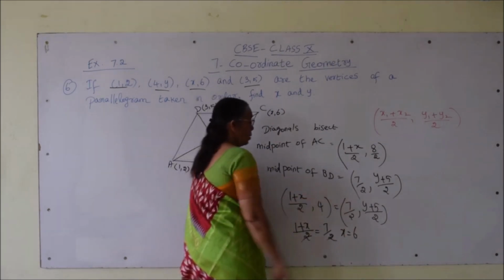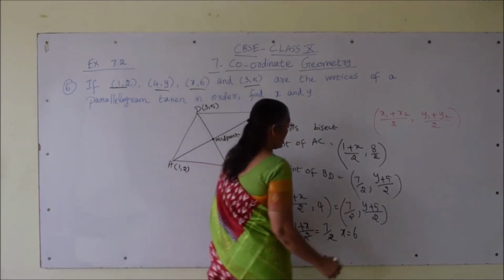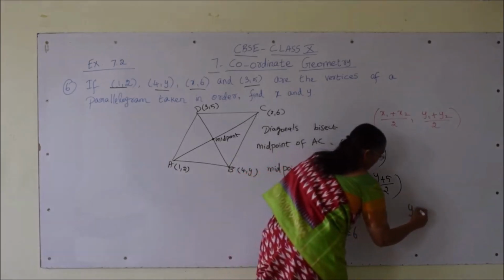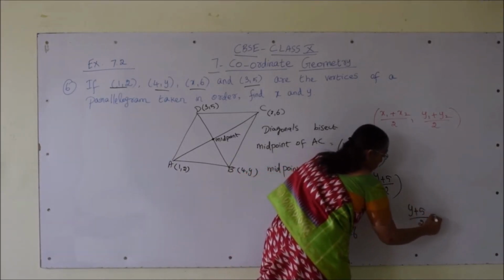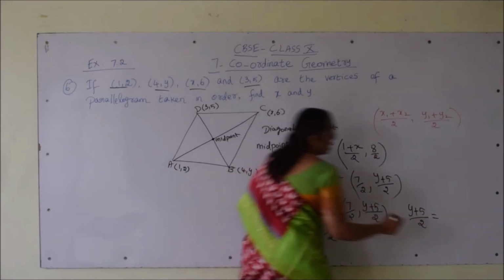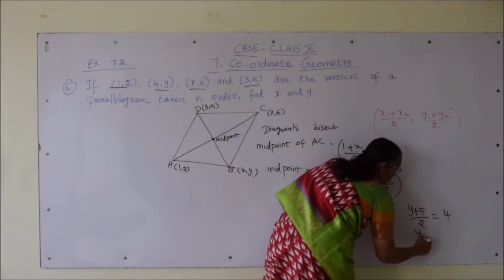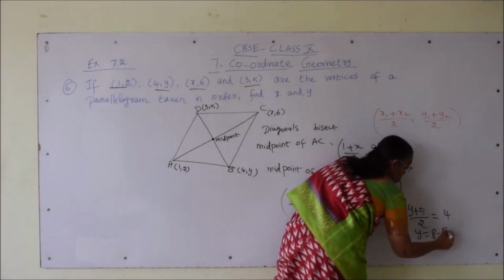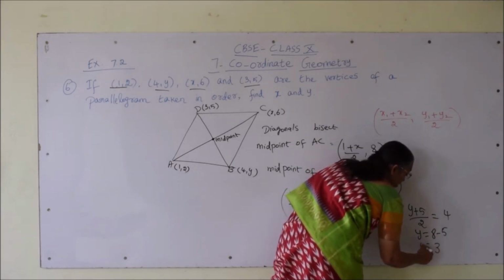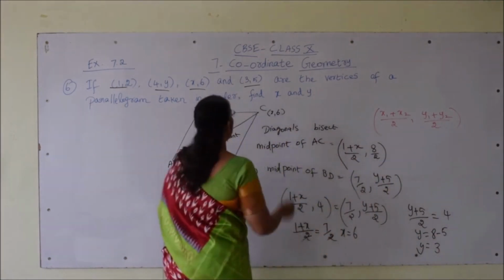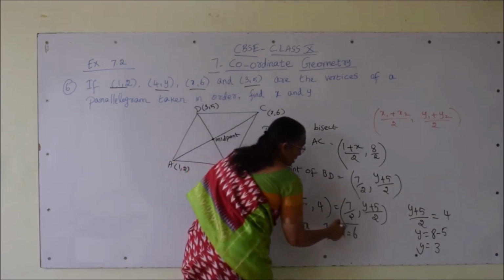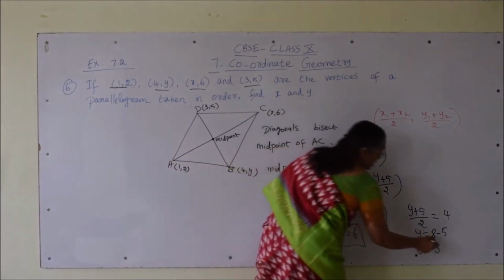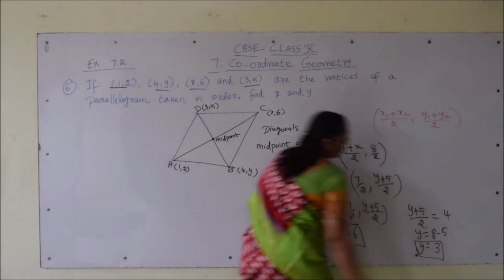Now equating the ordinates, (y + 5)/2 is equal to 4. So y + 5 is equal to 4 twos are 8, or y is equal to 8 minus 5, 3. The question is find the values of x and y. x is equal to 6 and y is equal to 3.